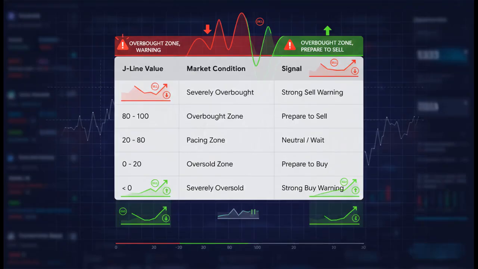This table right here, this is your cheat sheet. Honestly, just think of these as zones of action. If you're above 80, you're in the overbought zone, and you should probably be thinking about selling. If you're below 20, you're in the oversold zone, and it's time to prepare to buy. And those extremes, above 100 and below 0, those are your strongest warnings to really pay attention.